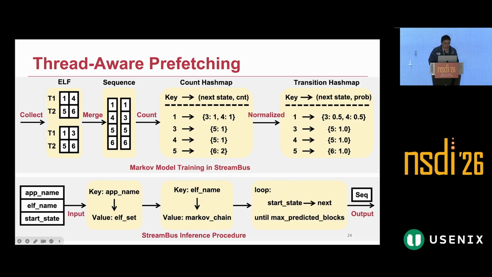At runtime, given an application and a start block, we first locate the corresponding executable and its Markov model. Then we iteratively predict the next block based on the current state, generating a sequence of future successors. This process continues until we reach a predefined prediction length.